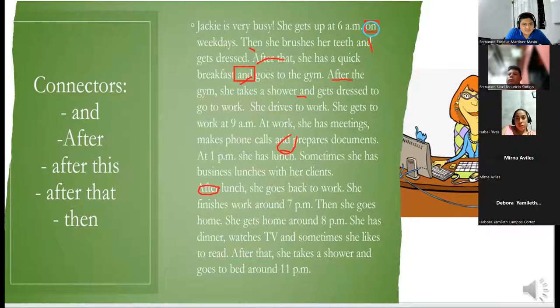Teacher. Tell me. Around no sería un conector. Around sería otra preposición. Teacher. With es una preposición también. Yes, it is. Es una preposición, sí. Y también en español, con es una preposición, ¿verdad?